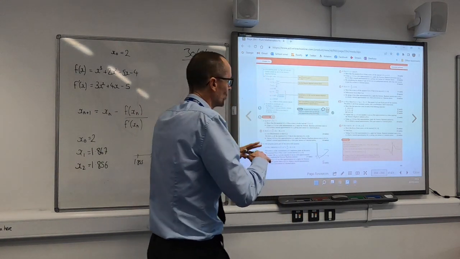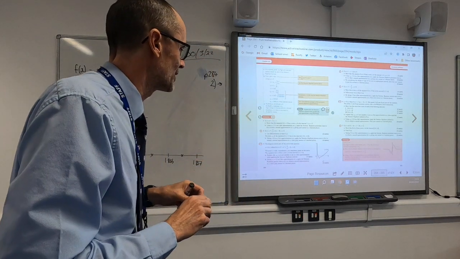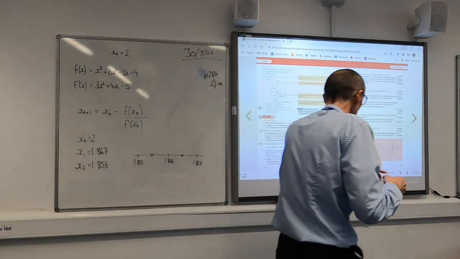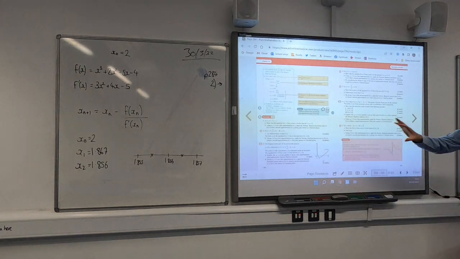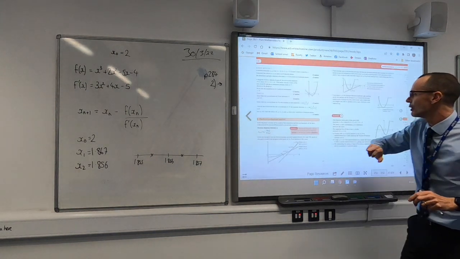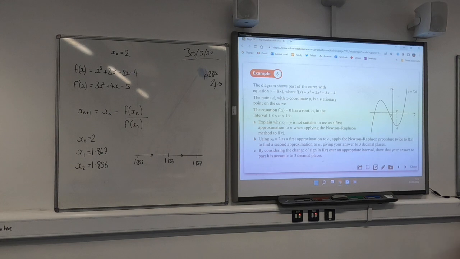Once you've done that, over the page, starting at question 2 on page 284, these are all sort of exam-style questions, so I would recommend that you spend the rest of the lesson cracking through some of those. I'm just going to finish this one off with the 2 sign change bits, but yeah, please crack on with the others.